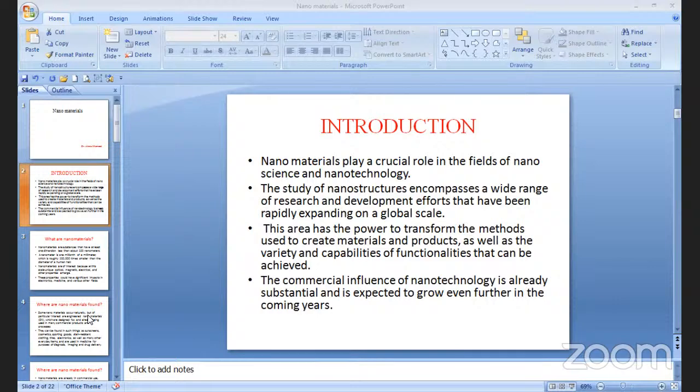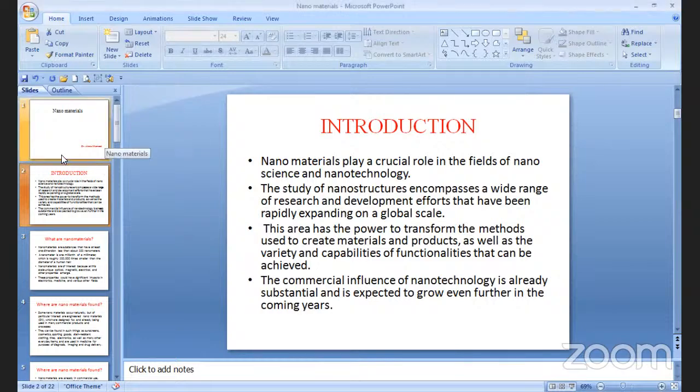Okay, so that is what we see nowadays. Nanoscience research has significantly increased, and in coming years it is going to be more and more. So that is about the introduction of these nanomaterials.